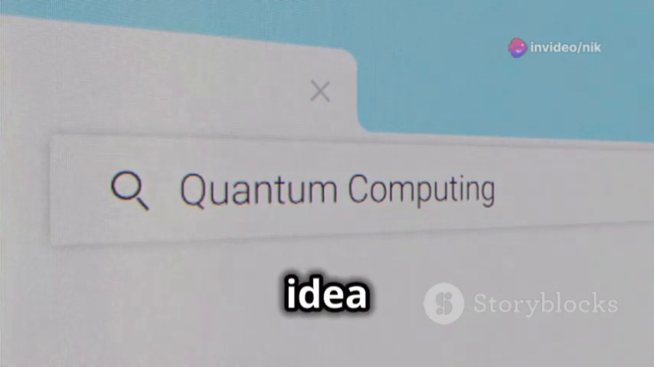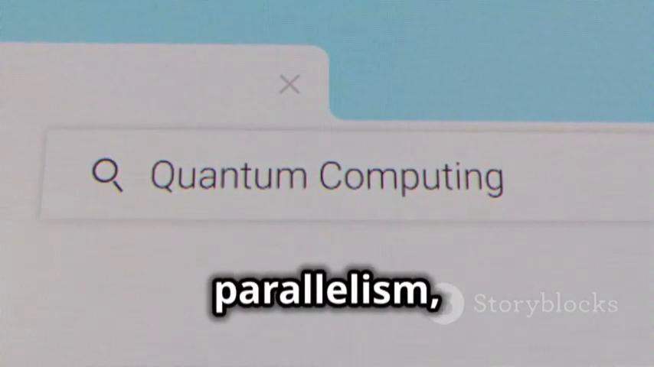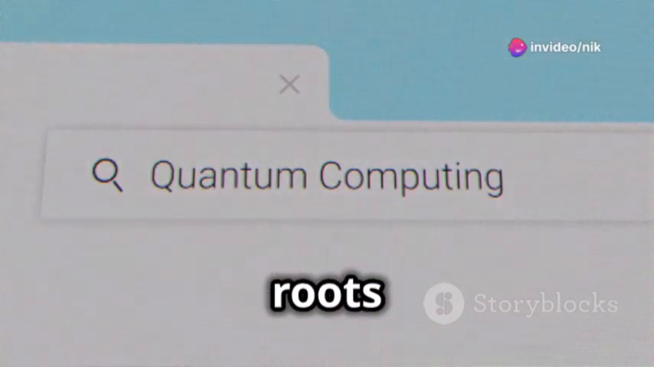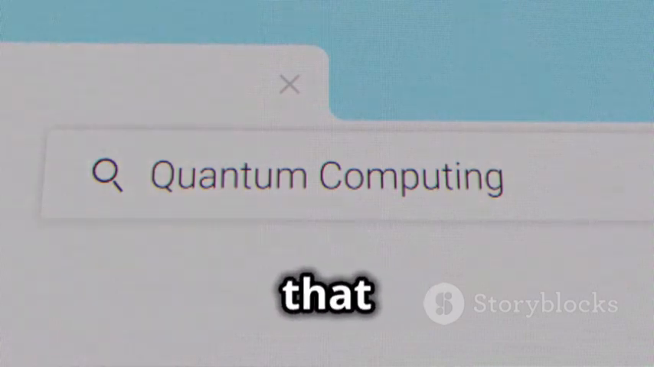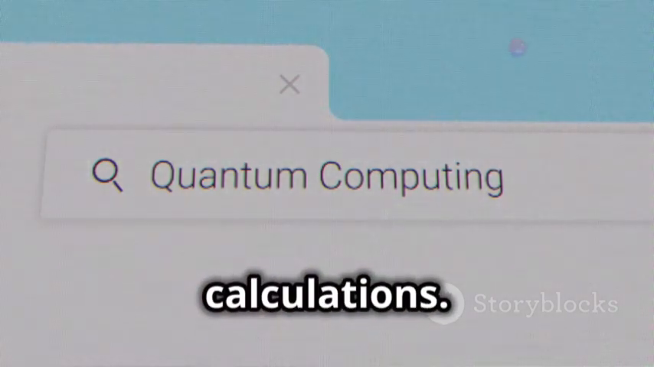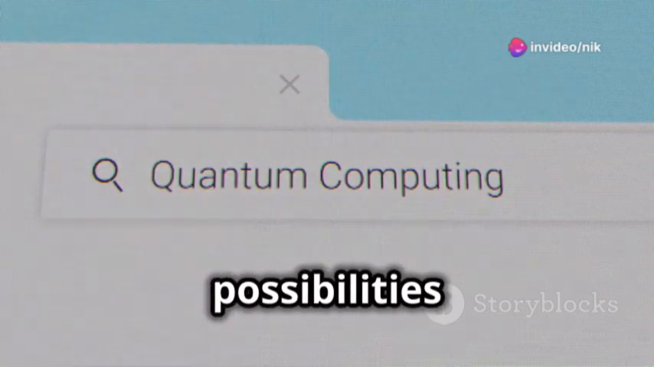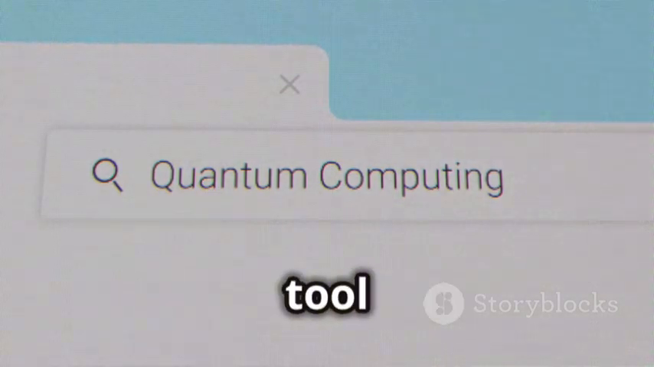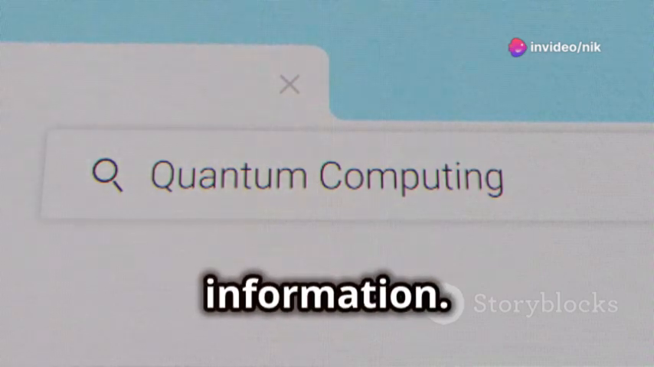Summary. The idea that digital root equals quantum computing lies in the shared principles of simplification, parallelism, pattern recognition, error correction, and computational efficiency. Both digital roots and quantum computing reduce complex systems, whether numerical or quantum states, to simpler forms that reveal hidden patterns and optimize calculations. While digital roots reduce numbers, quantum computing reduces the problem space by exploring all possibilities simultaneously. The convergence of these ideas suggests that just as the digital root is a mathematical tool for simplifying numbers, quantum computing provides a tool for simplifying complex calculations and revealing deeper insights into the nature of computation and information.